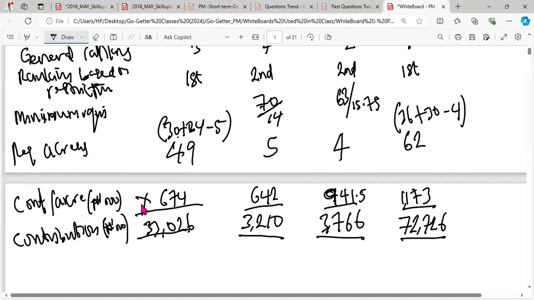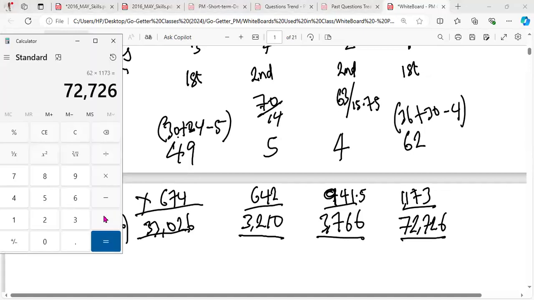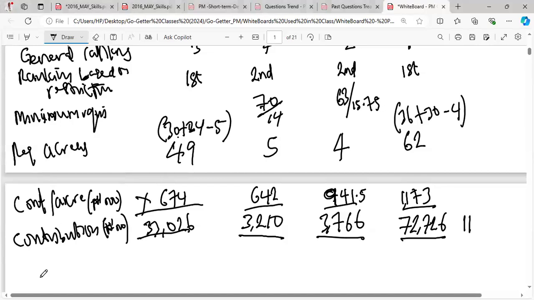So I have this in my calculator. I'm going to plus 3766 plus 3210 plus 33,026. Now that gives me 112,728. That's my contribution. All right.